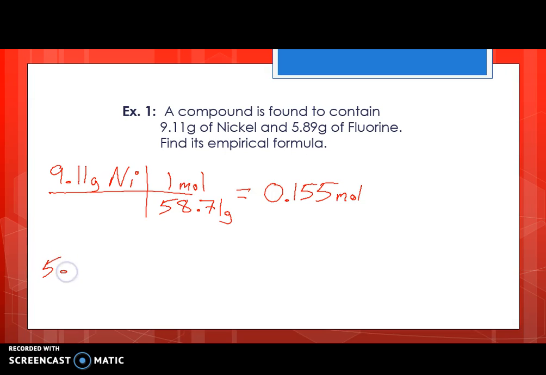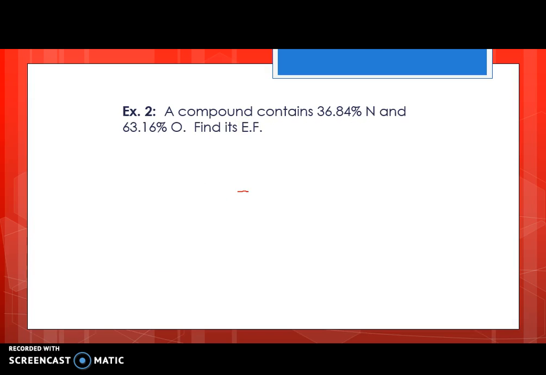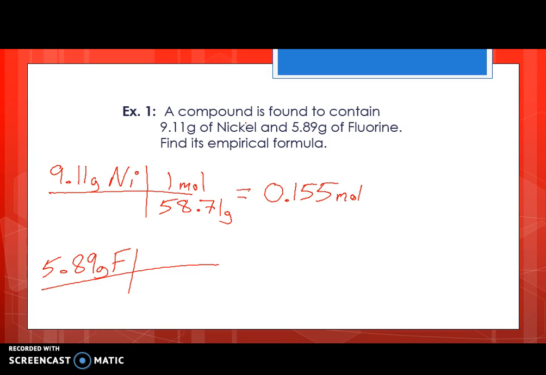We're going to do the same thing for our other element, 5.89 grams of fluorine. I want to convert to moles. Well, fluorine is one of those diatomics. However, diatomics are only used when they're by themselves in a formula. Here it's a compound, a compound of nickel and fluorine. So I'm not going to use the diatomic form. It's bonded to something else.